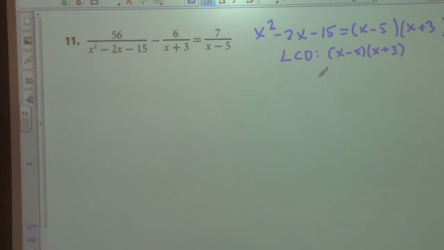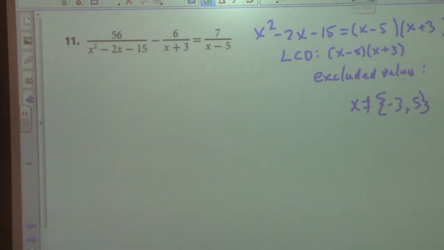Okay, and you have excluded values out of this? Yes, -3 and +5. Good job, Rindy. So we have x equals, you say, -3 and 5? Yes. Or x is not equal to. X is not equal to, thank you. Okay, and so you said just go ahead and multiply through by this.